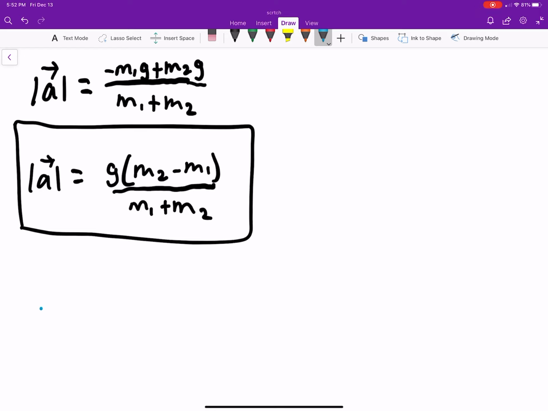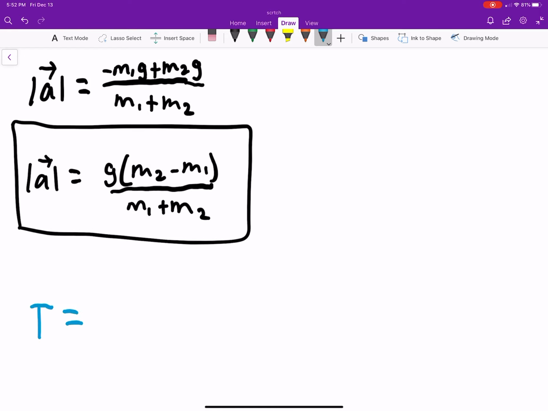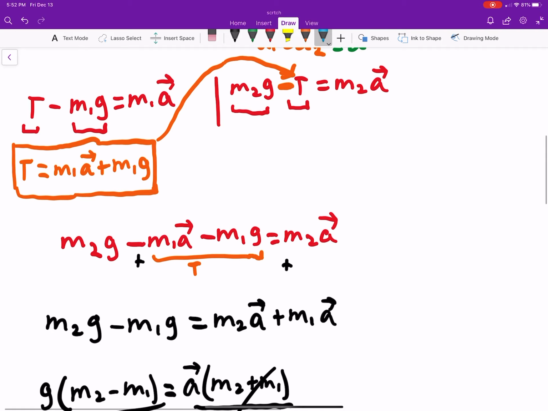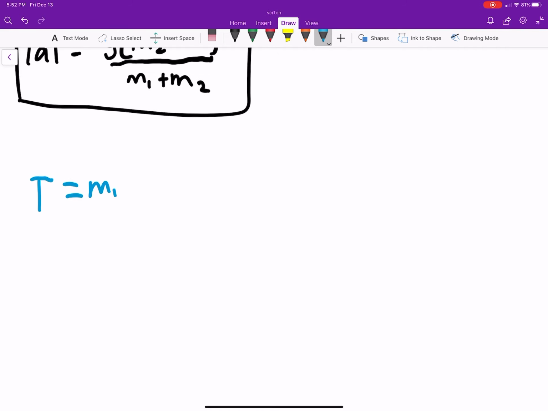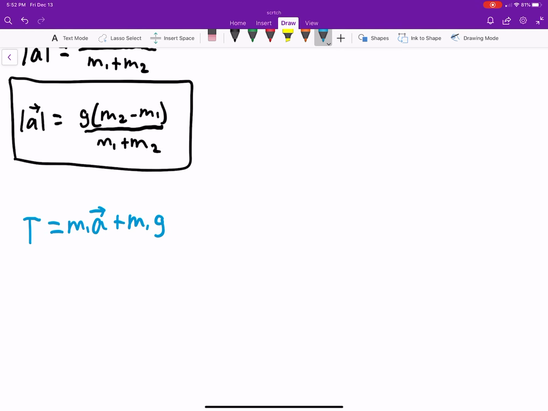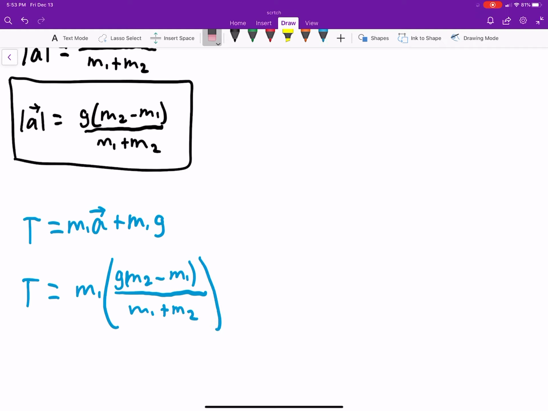Okay, so tension, they wanted us to find tension. Tension, we said was, well, that was up here. I highlighted it in orange. Mass 1 times acceleration plus m1 times g. But now we know acceleration, right? It's literally right there. So we can say tension is equal to mass 1 times g times m2 minus m1 divided by m1 plus m2, plus m1g.